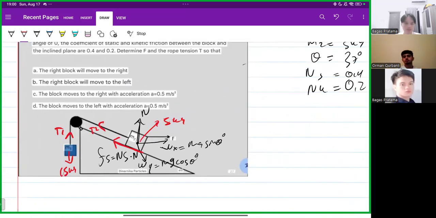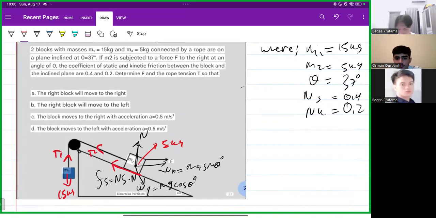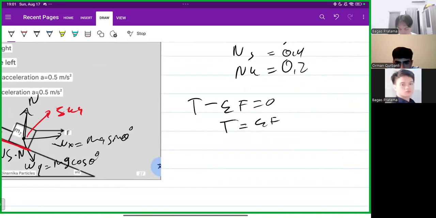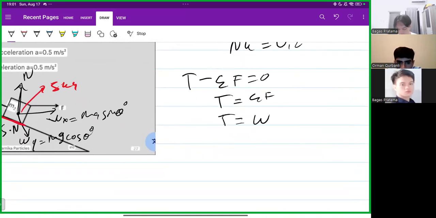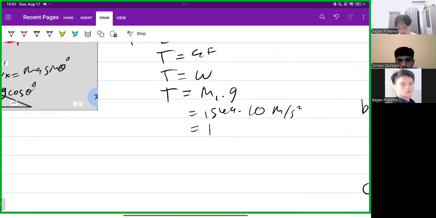So okay, we have to determine how to find the tension. Basically, just like this, T minus sigma F equals 0. T is sigma F, which is only the W. And then T equals W, it means M1 times G. So the M1 is 15 kilograms and gravitation is 10 meters per second squared, equals 150 Newton.